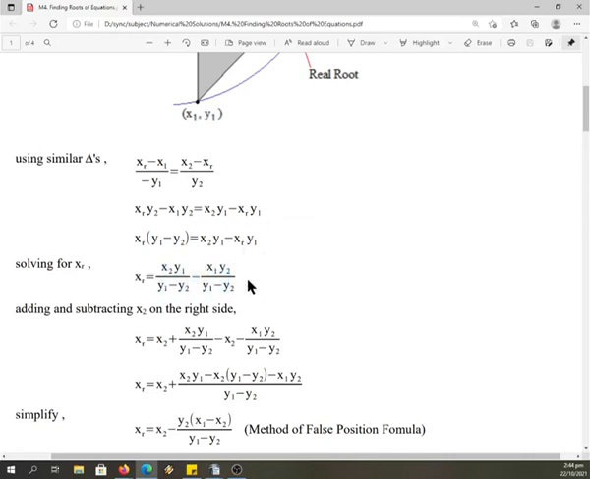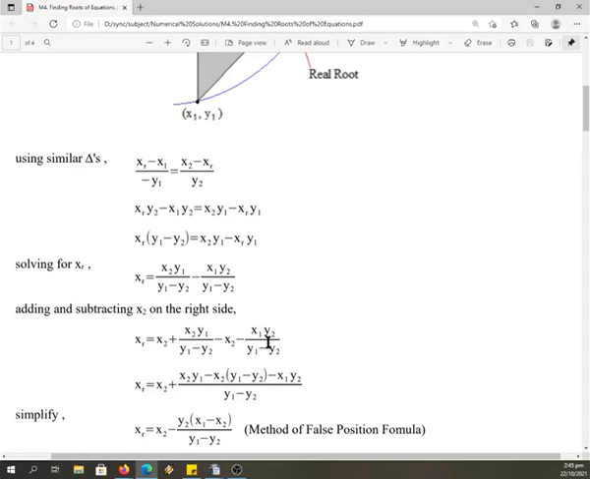Now, this is very cumbersome to use, not really easy to use. Let's try to improve on this one. Although this is already one of the forms of the FPM, false position method.